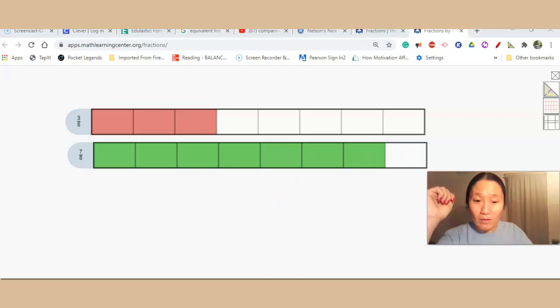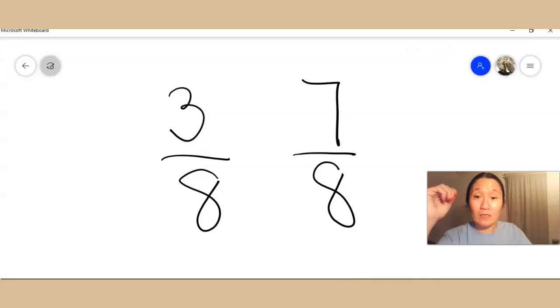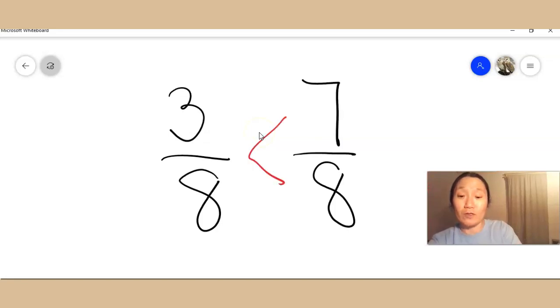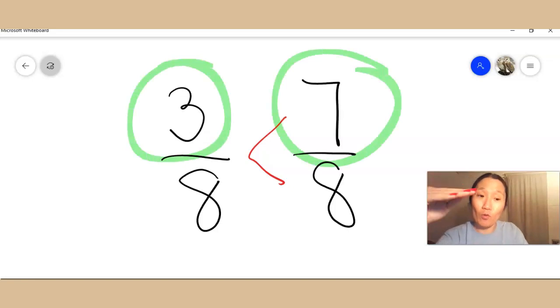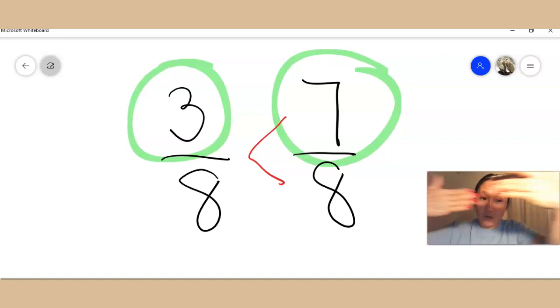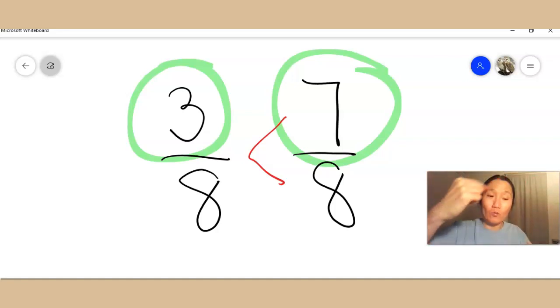So now, if you're looking at the fraction, we could draw out and say, hey, you only look at the numerator. So if we only look at the numerators and ignore the bottoms, because the bottoms are the same, only look at the top. The top tells us, well, I have 7 pieces, you only have 3 pieces. Okay? So when the bottoms are the same, only look at the top. And the number with the larger top wins. So this one, the 7 wins because it's bigger than 3.